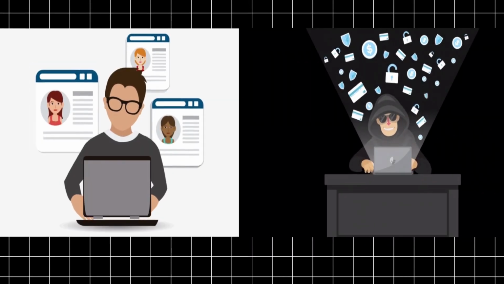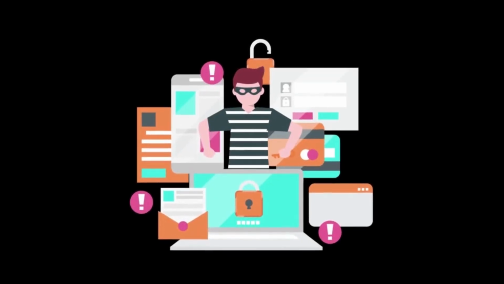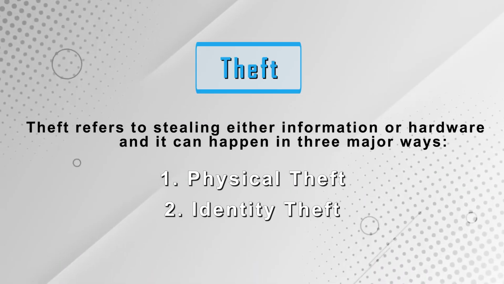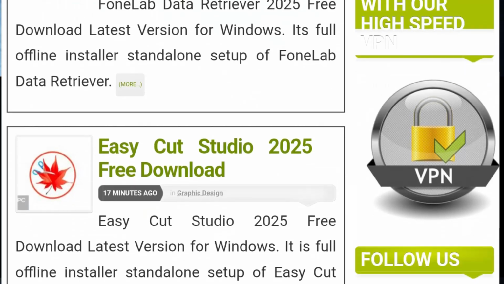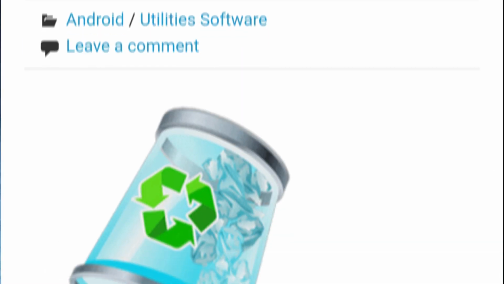Second is identity theft. A hacker can steal your personal information and impersonate you. With your identity, they can access your accounts or even perform illegal activities in your name. Third is software piracy. This involves stealing software or using unlicensed and unauthorized copies of programs, which is illegal and can also expose your computer to risk.